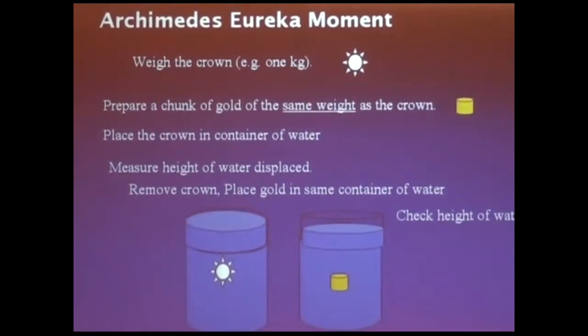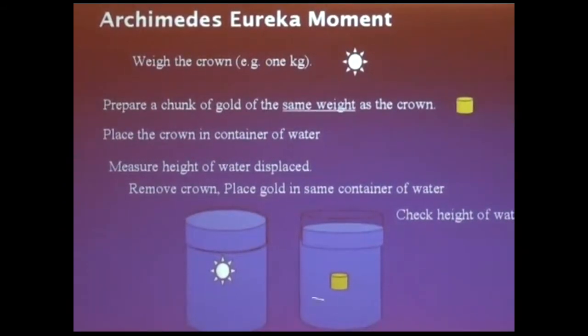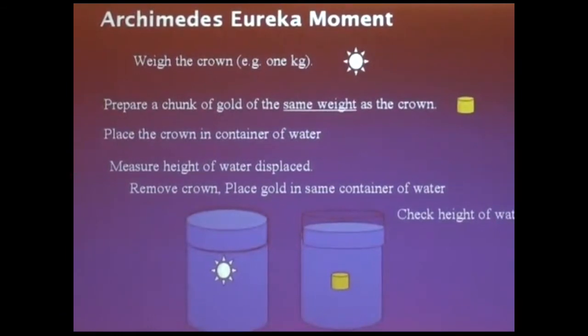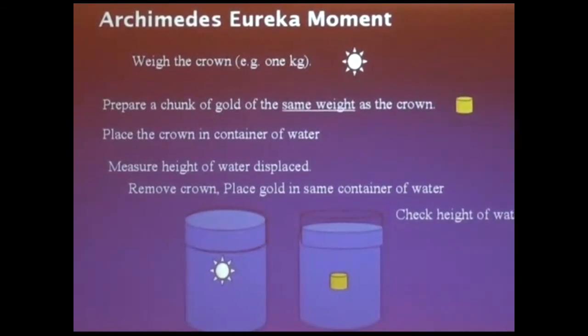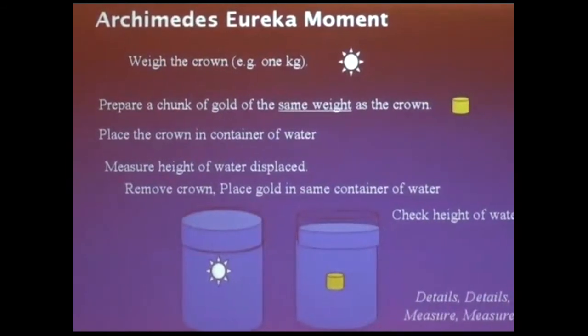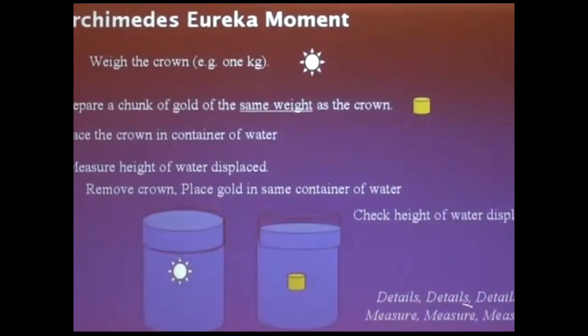If they were the same material, the displacement should be the same. But it's not the same material. This material occupies more space for the same weight, and therefore it's less dense. That's the idea that Archimedes figured out by measuring details like this.